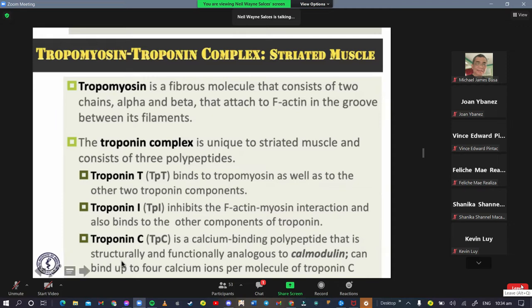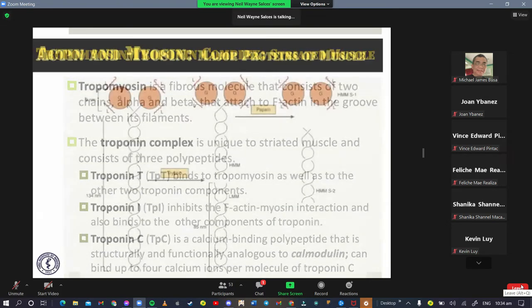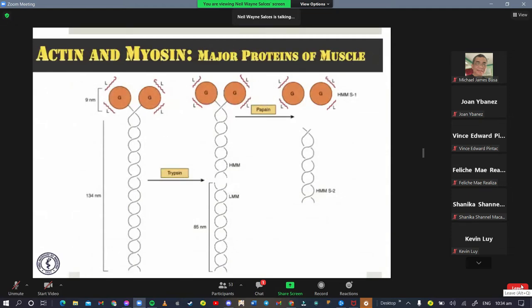And lastly, you have your troponin C, which is a calcium binding polypeptide that is structurally and functionally analogous to your calmodulin, which can bind up to 4 calcium ions per molecule of troponin C. If you recall, your calmodulin is an important calcium binding protein that is widely distributed in the body. So these are the major proteins of the muscle.